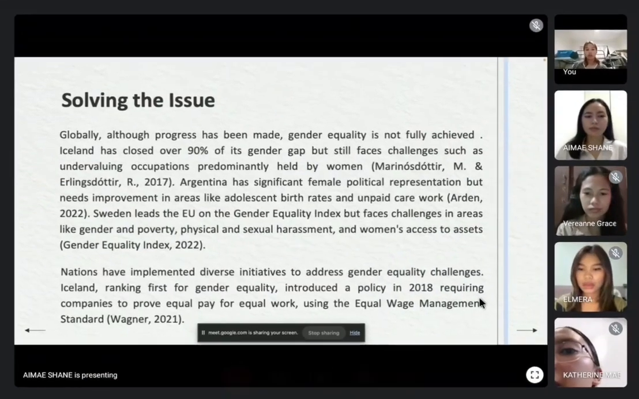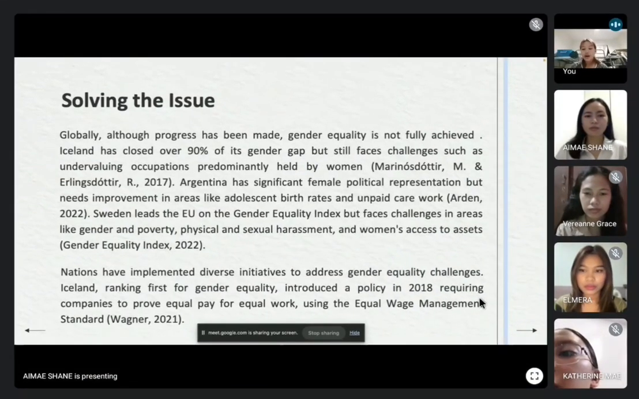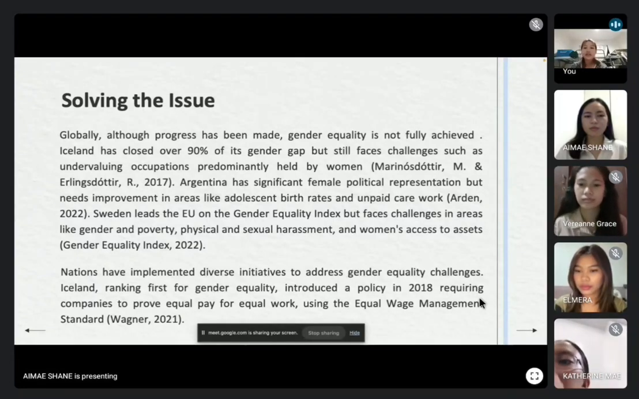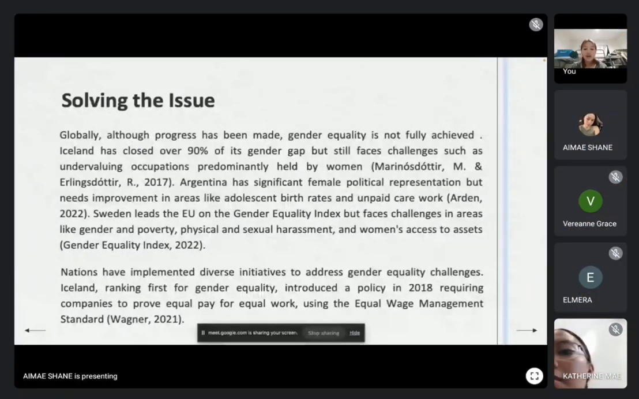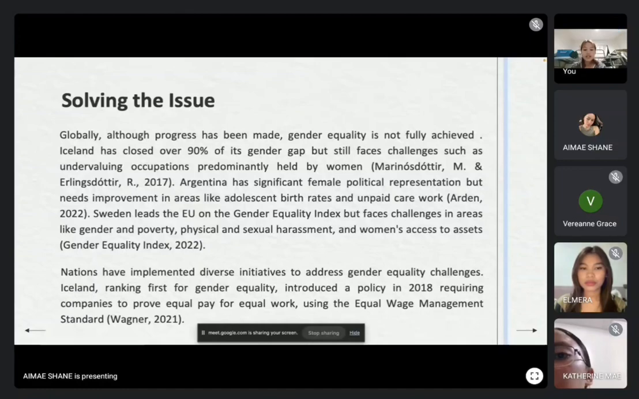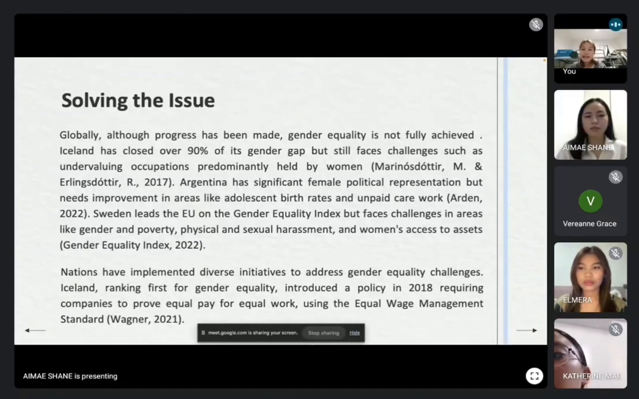Okay, for solving the issue, as the reporters of the background of the study stated, some countries worldwide are tackling gender inequality with various initiatives. However, a significant issue, such as the gender pay gap, where men and women earn different amounts for the same work, still persists. Iceland leads in gender equality, ranking first in the 2020 World Economic Forum.